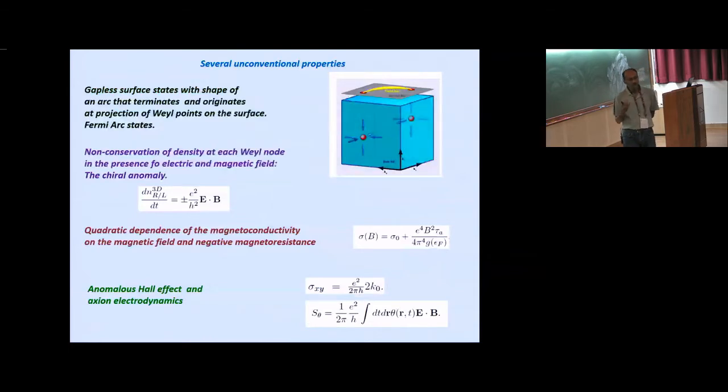There are several unconventional properties of these Weyl semimetals for which they are well known. The first one is, of course, the Fermi arcs. I don't want to discuss this in detail because this is so well known. Many people must have talked about this. There is also the chiral anomaly, where by applying an electric and magnetic field in the same direction, you could have a flow of electrons from one Weyl point to the other, and therefore a non-conservation of density. There is a quadratic dependence of magnetoconductivity and negative magnetoresistance, anomalous Hall effect, and axion electrodynamics. All of these are unconventional properties which are typical of Weyl semimetals and are not seen in standard materials.